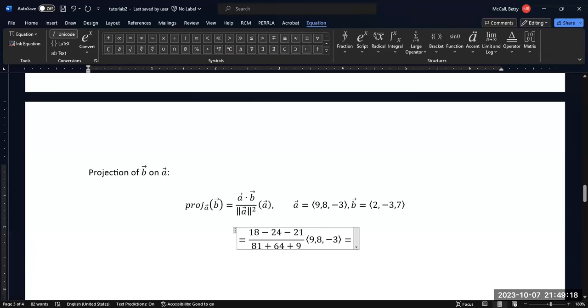All right, so now we need to figure out what the scalar is. So let's simplify our numerator. 18 minus 24 minus 21 is going to give me minus 27. And in the denominator, 81 plus 64 plus 9 is going to give me 154. Which does not simplify. And then multiplied by my vector. And then, of course, you can distribute this through the vector and just write it as a scalar times a vector by itself, or you can leave it like this. It is algebraically equivalent.